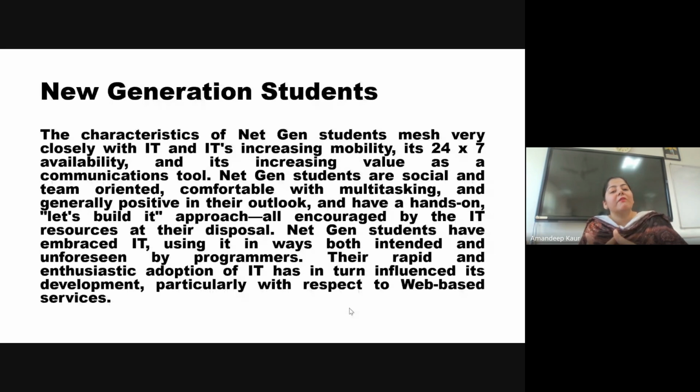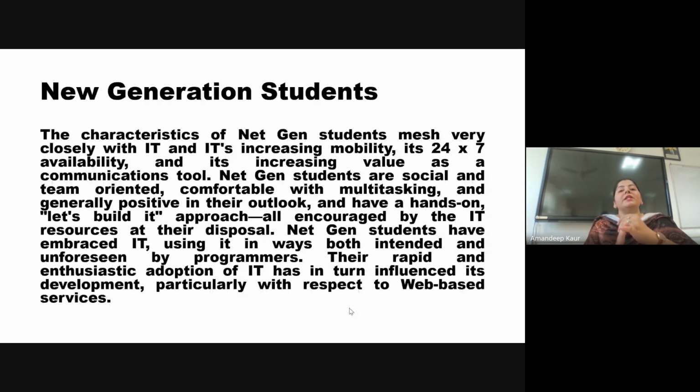They are very comfortable with the number of activities that they are performing simultaneously. They are not just using the technological resources, but at the same time they are able to develop those resources also. So when it comes to the adoption of IT, or information technology, they are able to use those resources, particularly with respect to web based services.